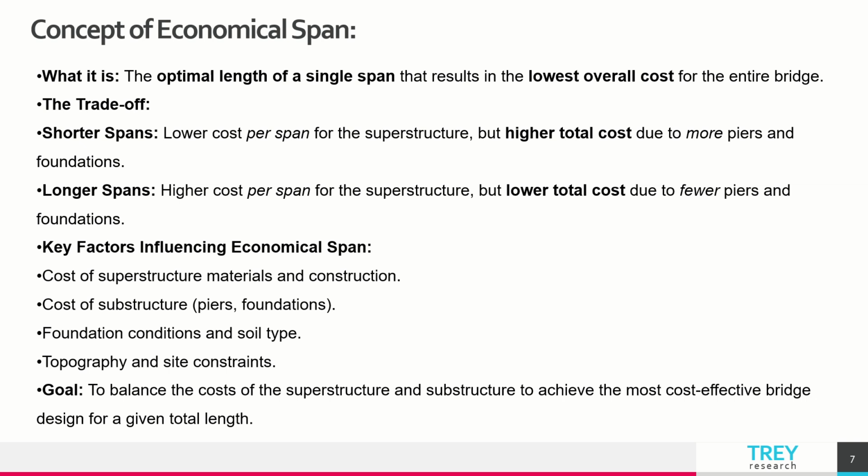Like in Konkan we can see another type of soil compared to Pune. Also topography and site conditions, site constraints can be there, like in Shimla or highly hilly regions like Mahabaleshwar we can see bridges built at a higher altitude, but in Pune we can see a normal topography. All of this changes the economical span. Then coming to the goal, why the concept of economical span is very important: it balances the cost of superstructure and substructure to achieve the most cost effective design for a given length of beam or given total length.